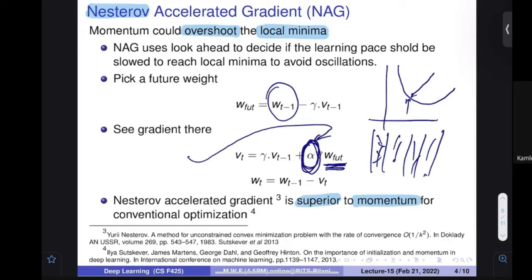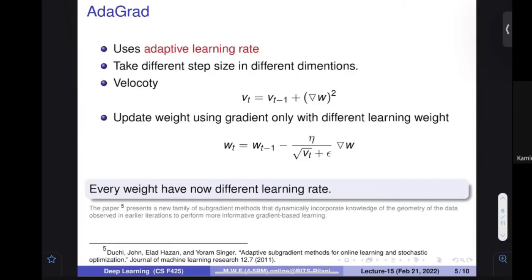So how can I adapt this learning rate, so that when the value is higher, the gradient is higher, and when the value is lower, maybe the gradient is lower? How can we do this? The next idea is called AdaGrad.